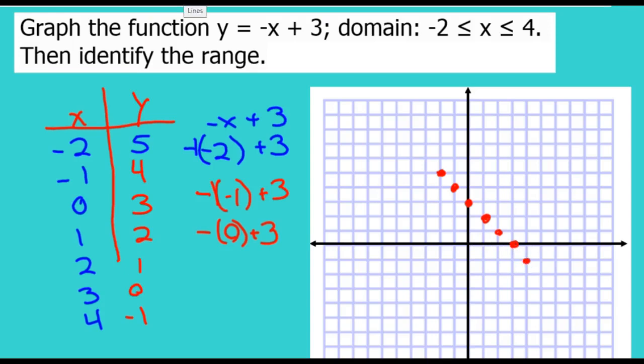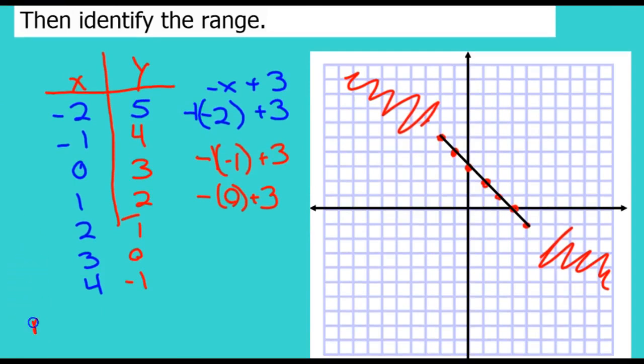Now the reason we have to be careful is that this stops at the edges, or the last dots. So our line only goes from there to there, because we said we have a restricted domain, so anywhere past here is restricted, and anywhere past here is restricted. So it's only a line segment this time. Lastly, our range is 5, 4, 3, 2, 1, 0, and negative 1.